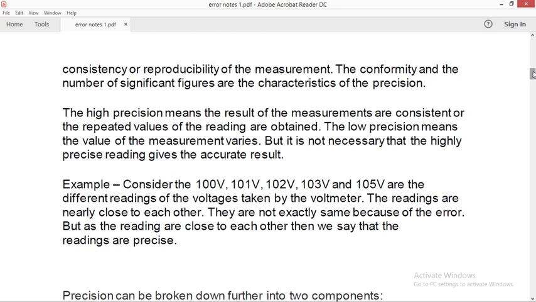It is also not necessary that a highly precise reading gives the accurate result. Now we will see this later. I will show you an example where there is high precision but low accuracy.